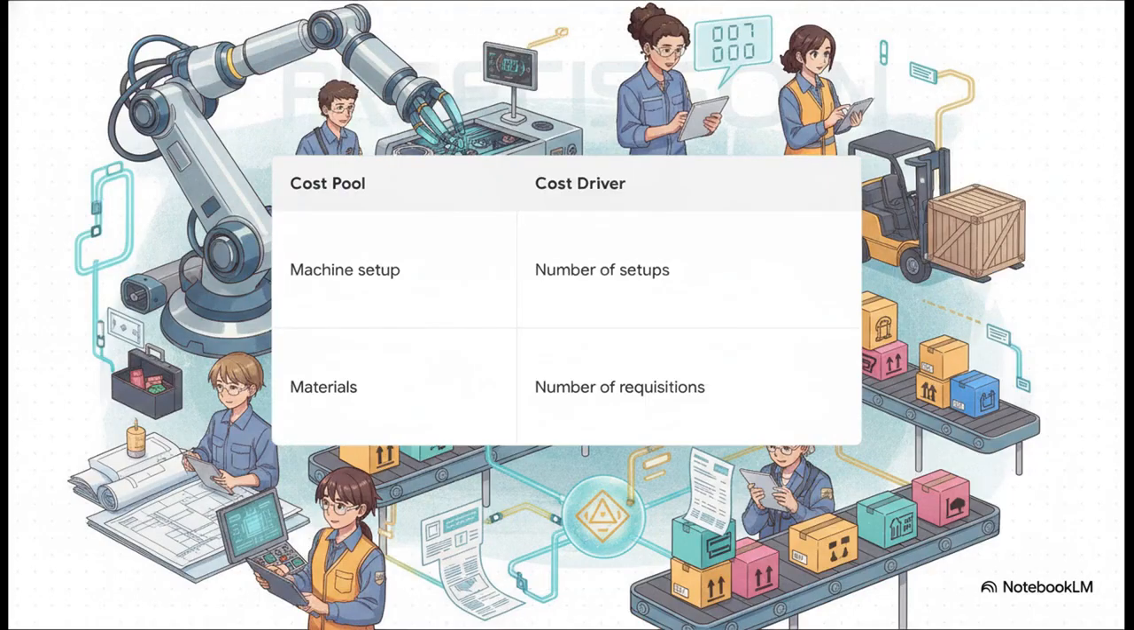To put that into perspective, let's say our activity cost pool is machine setup. The logical cost driver there is the number of setups. The more times you have to stop and set up the machine, the more that specific activity costs. Or if the pool is materials handling, the driver is the number of materials requisitions. ABC calculates exactly how much one single setup costs and charges products based on exactly how many setups they actually required. It's the ultimate tool for precision, for sure.